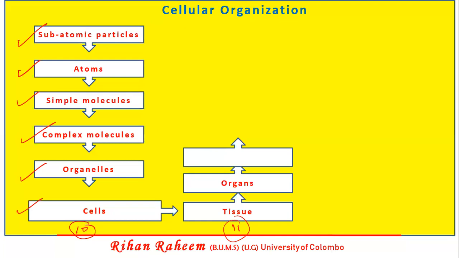Okay, organ system. So we know digestive system, respiratory system, circulatory system, endocrine system. All those are compulsory in our syllabus. Okay, it's compulsory in our syllabus.